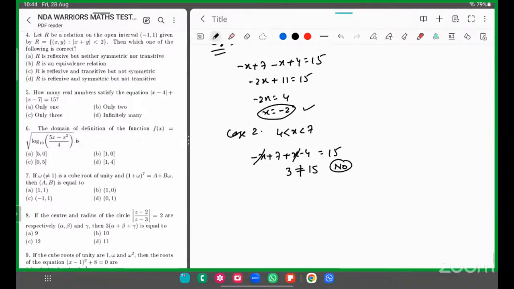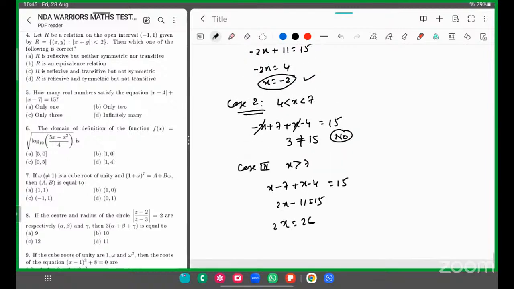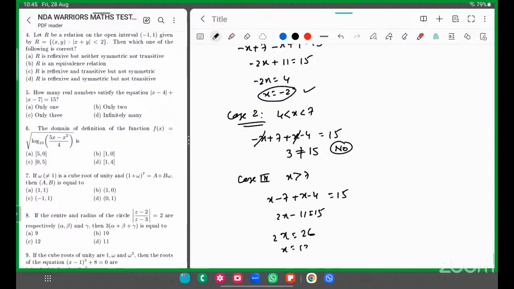Case 3. x is greater than 7. x minus 7 plus x minus 4, that is 2x minus 11, equal to 15. 2x equal to 26. x equal to 13. So yes, it is a solution, greater than 7.